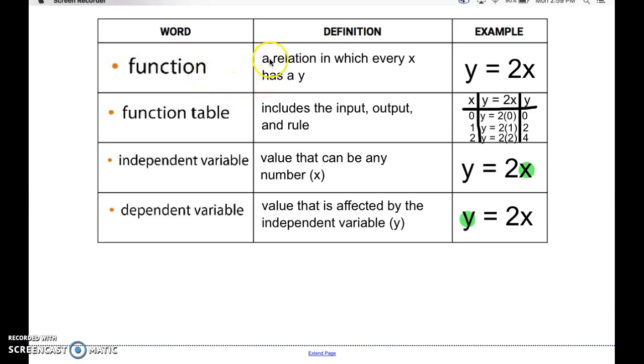A function is a relation, so remember what a relation is. It's an ordered pair, in which every x has a y. So this is an example. It's a linear relationship or a linear function. What it means when it says every x has a y means that when I input an x, I'm going to get a y, and I'm going to get a different y each time. So, for example, a function table tells you the input, the output, and the rule. You've seen these before. That's what that looks like. It's a function table right here.